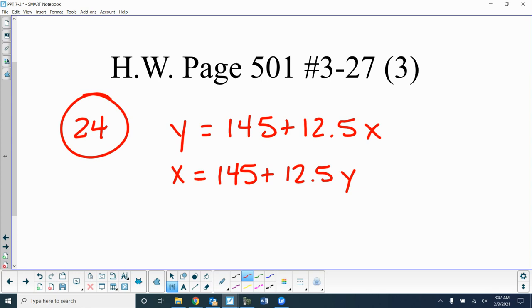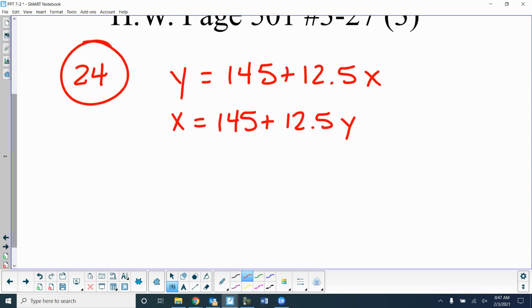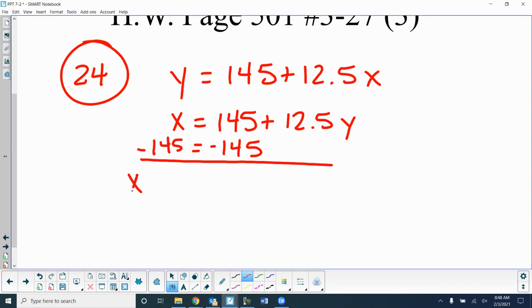So where am I going to move first, Kate? I want to get y by itself. Where am I going to move first? Subtract 145. Yeah, just subtract 145. We all know that, right, Trent? Again, it's nothing new. You guys learned this in Algebra 1, how to solve for a variable. What do I do with that 12.5? Divide. Okay, thanks.